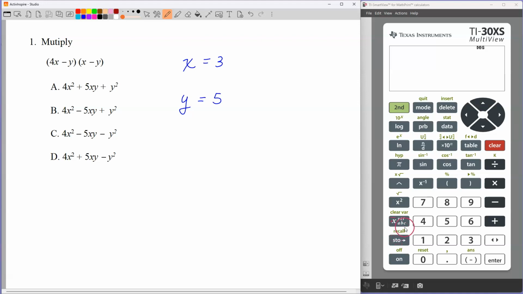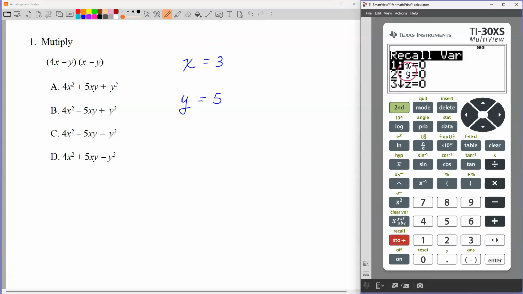So remember, whenever you want to access the green stuff above the buttons, you need to hit the second button. So I'm going to hit second storage, and that will give me recall. If you look here, we have values assigned for x, y, and z. It says x is 0, y is 0, z is 0. We can scroll down. There's other values. T is 0, and so on. Every variable or letter is equal to 0.